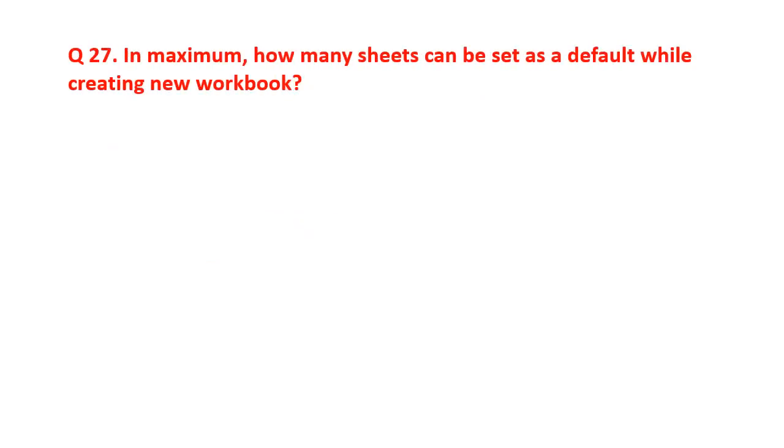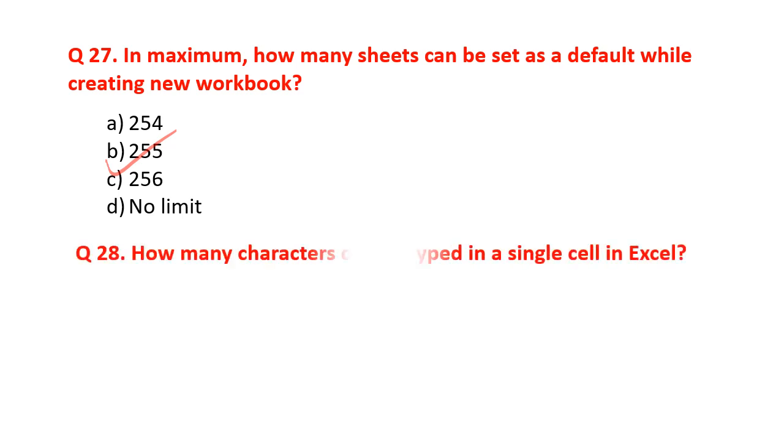Question number 27. In maximum, how many sheets can be set as a default file creating a new workbook? Here are the options 254, 255, 256. So 255 sheets can be set by default. Now go to the question number 28.